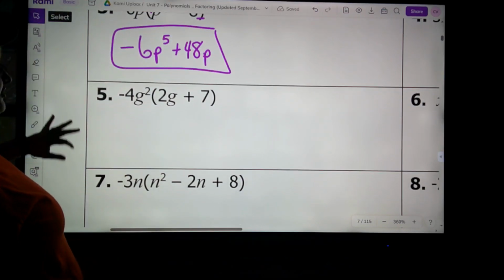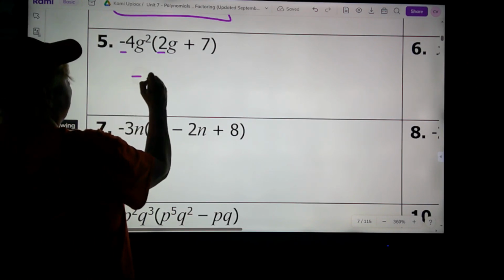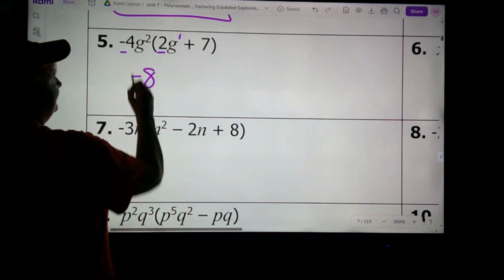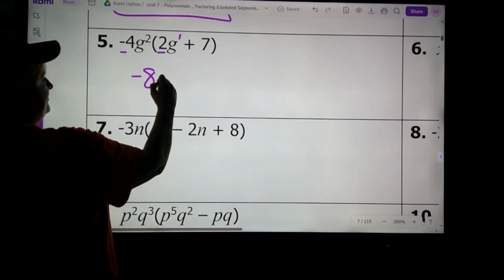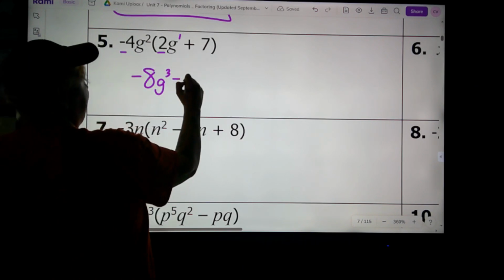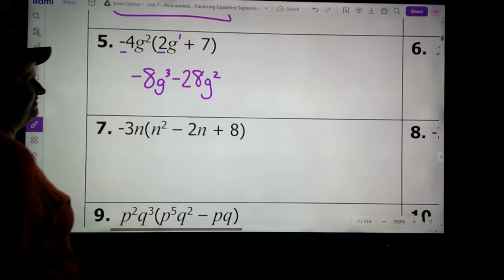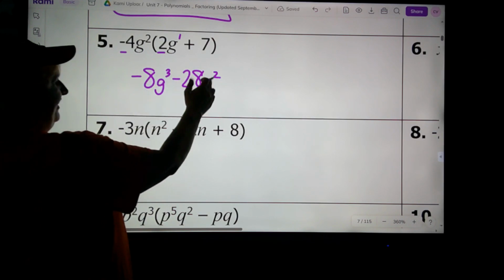If they're not in order, you got to put them in order. Negative 4 times 2 is negative 8. G to the second times g to the first is g to the third. Negative 4 times 7 is negative 28. Bring down my g to the second. Standard form looks good. Highest to lowest.